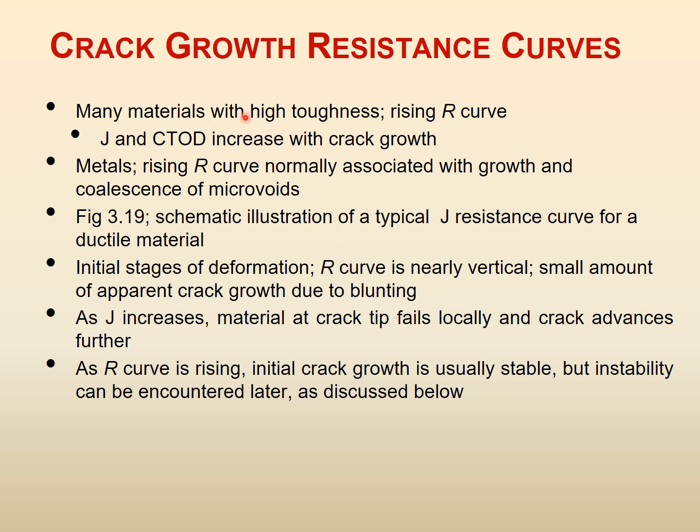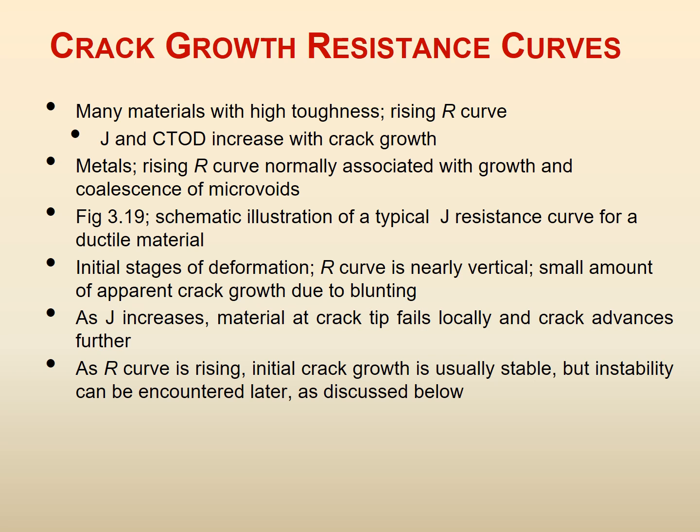Many materials which have high toughness, like standard metals, have a rising R curve. We explained earlier that it is a rising R curve because at the crack tip there is plasticity, there is ductility. So the resistance of the material to crack growth becomes more because of the plasticity. So with a rising R curve, J and CTOD increase with the crack growth, right? This is brilliant for us. You see, this is natural. This is how materials behave.